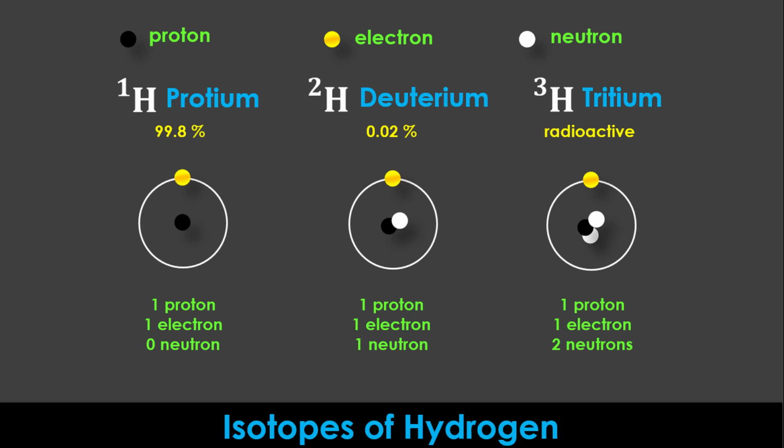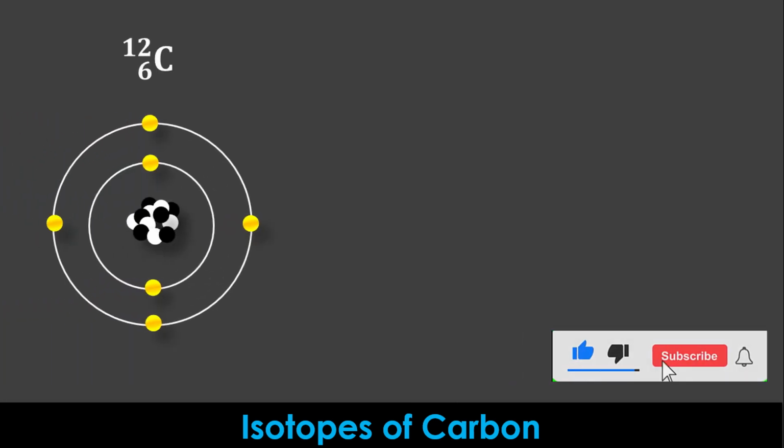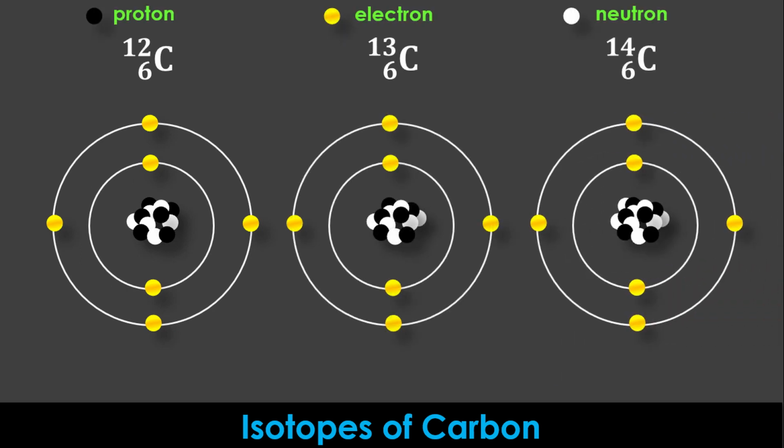The next example we'll be considering is carbon. Carbon has three isotopes, which are carbon 12, carbon 13, and carbon 14. The first two are stable and have a relative abundance of 98.9% and 1.1%, while the carbon 14 is radioactive or a radioisotope and is used in archaeology to determine the age of organic fossils. It has a half-life of about 5,730 years.